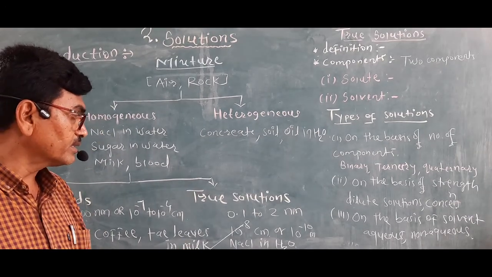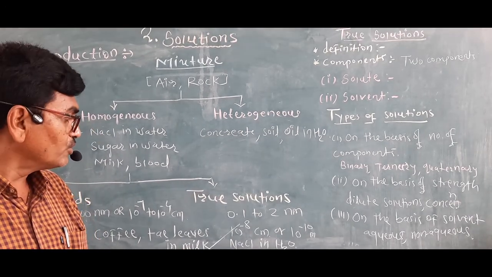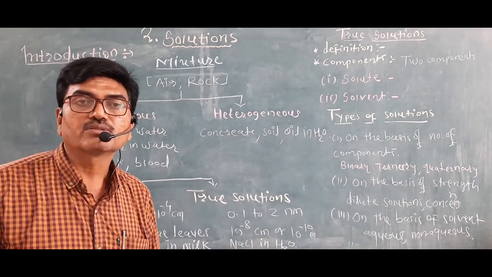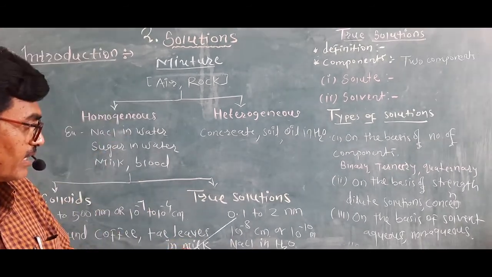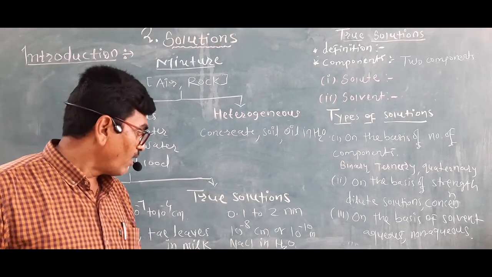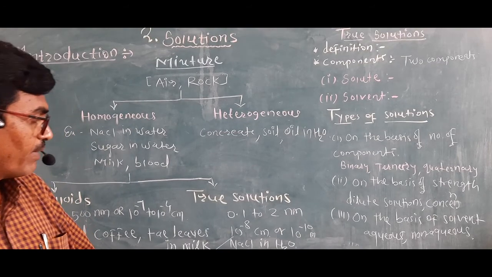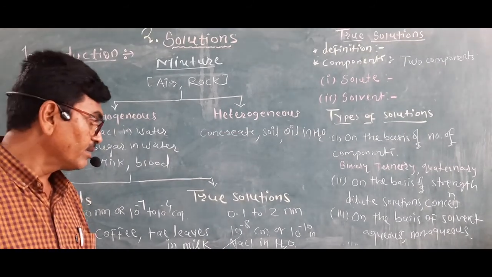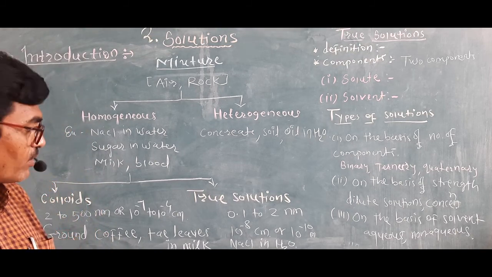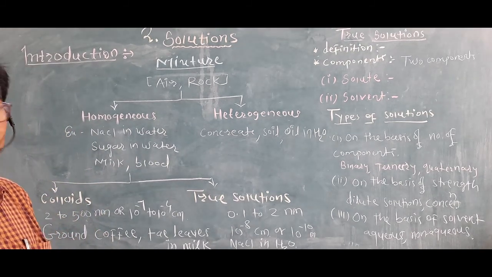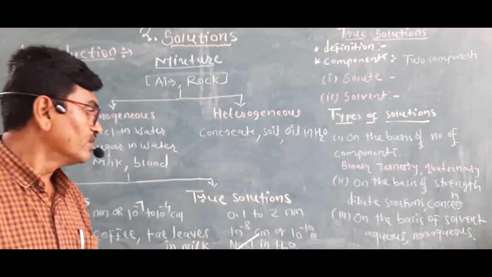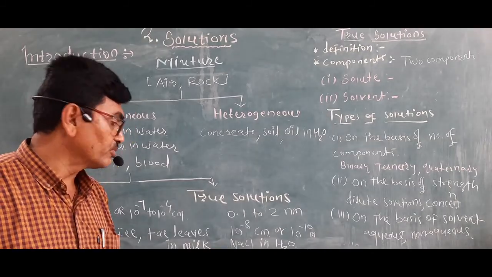In true solutions, the particle size is in the range of 0.1 to 2 nanometers. Such small size particles are there. See here, 0.1 to 2 nanometer, or that is 10 to the power minus 8 centimeter or smaller than this particle size. In this range, in the case of true solutions, such types of particles are there. We are very familiar with these true solutions.